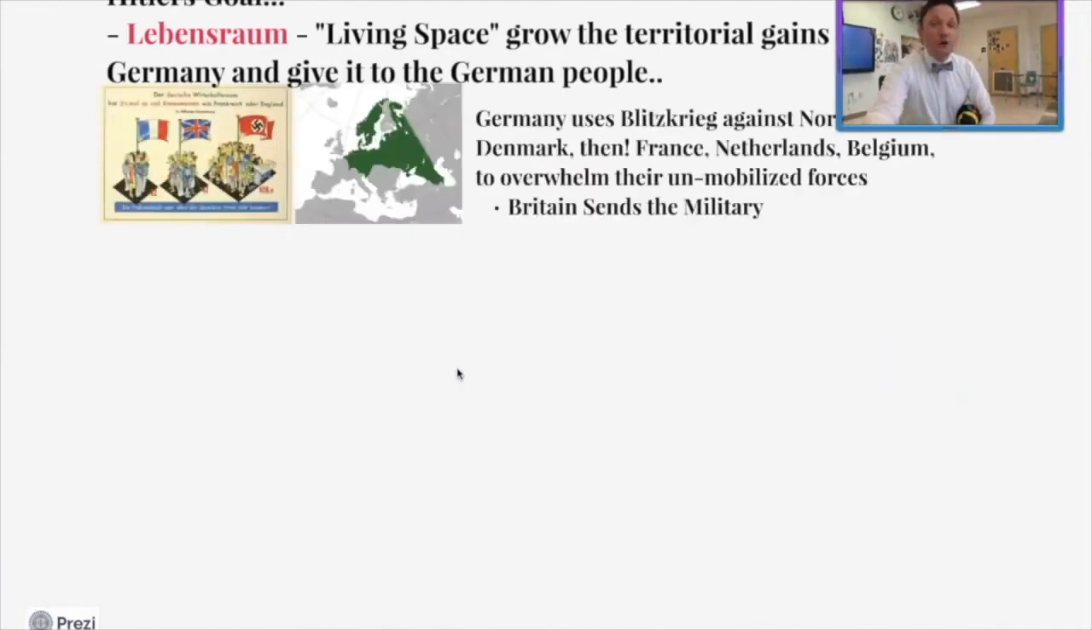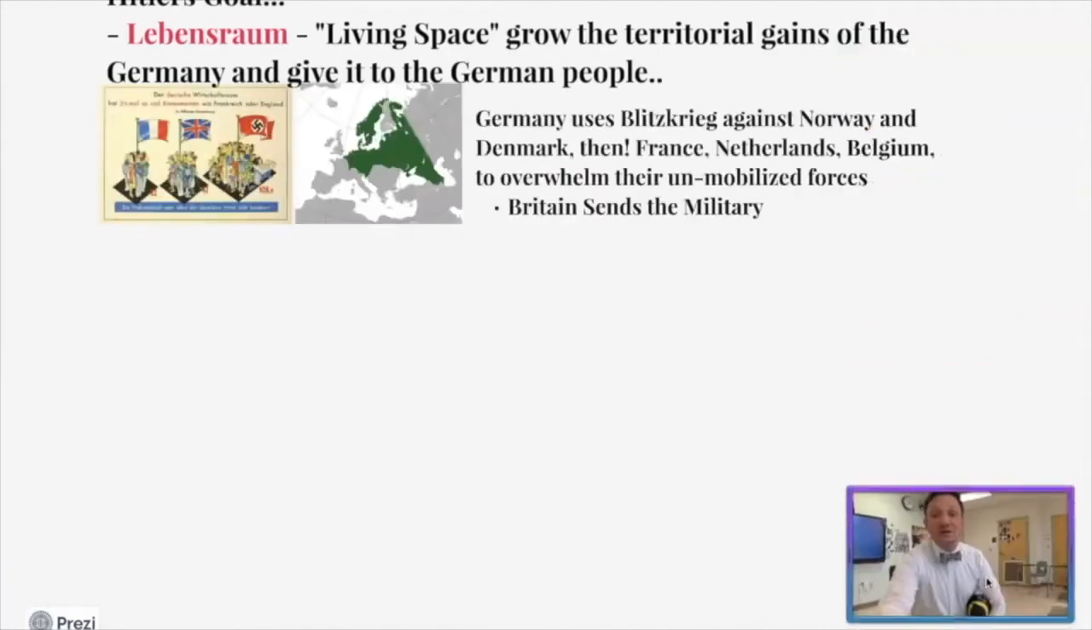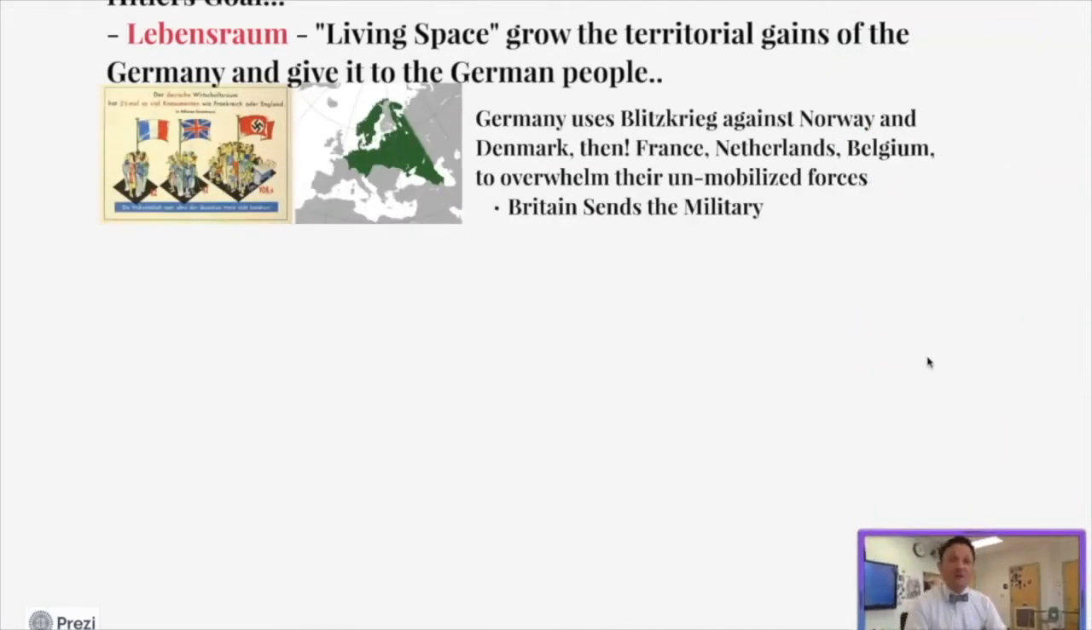But what Hitler's goal was is this concept known as Lebensraum. Lebensraum is living space, okay? He believes that he needs to grow the territorial gains of Germany and give it to the German people because he believes that Germans need more room, because they are too densely populated. So he wants to take over more area and repurpose it for German people.